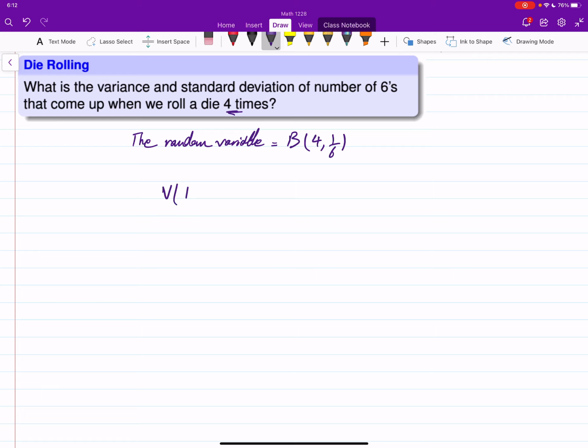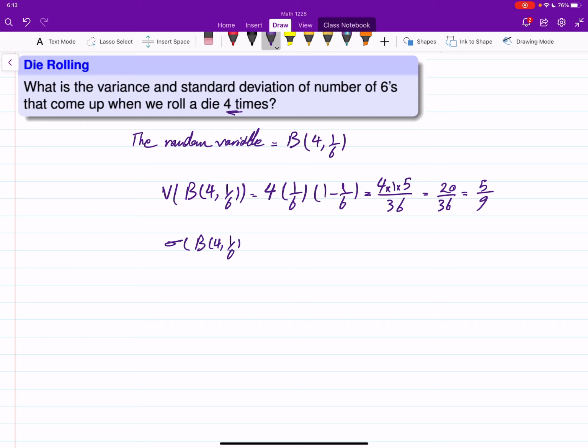Now, the variance of such a random variable, we know how to calculate: np(1 - p), which is 4 times 1/6 times 5/6. That gives 36 in the denominator, 4 times 1 times 5, which is 20/36. We can simplify and write 5/9. That's the variance. The standard deviation is the square root of what we found there, so the square root of 4 times 1/6 times (1 minus 1/6), which can be simplified like that.